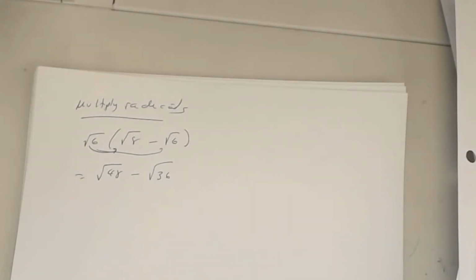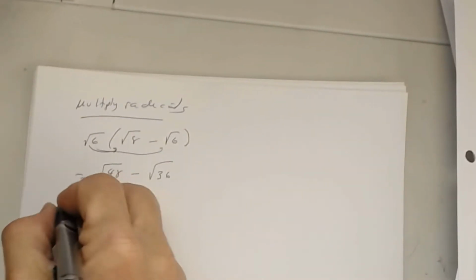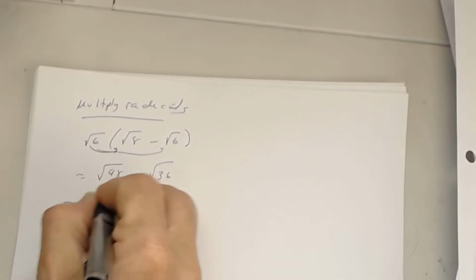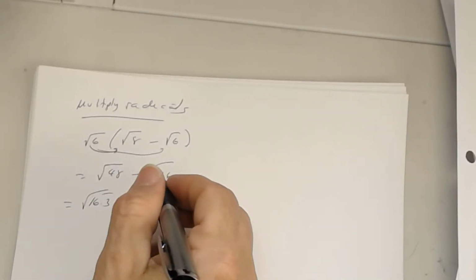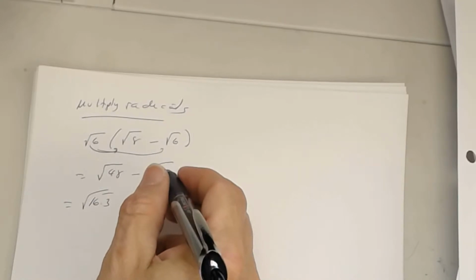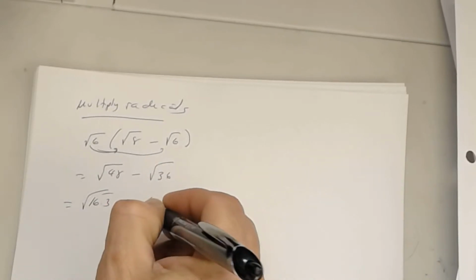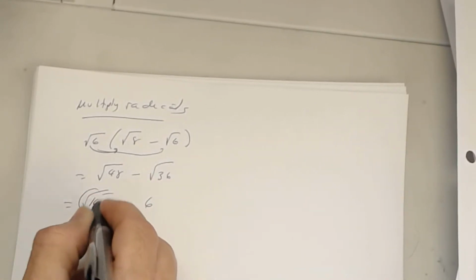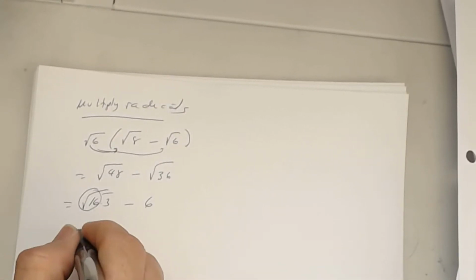Now, the next thing you have to do is simplify the radicals if you can. What perfect square goes into 48? 16. So that's 16 times 3. Minus, and the square root of 36. 36 is already a perfect square, so what's the square root of 36? 6. What's the square root of 16? 4. So what's the answer? 4 square root of 3 minus 6.